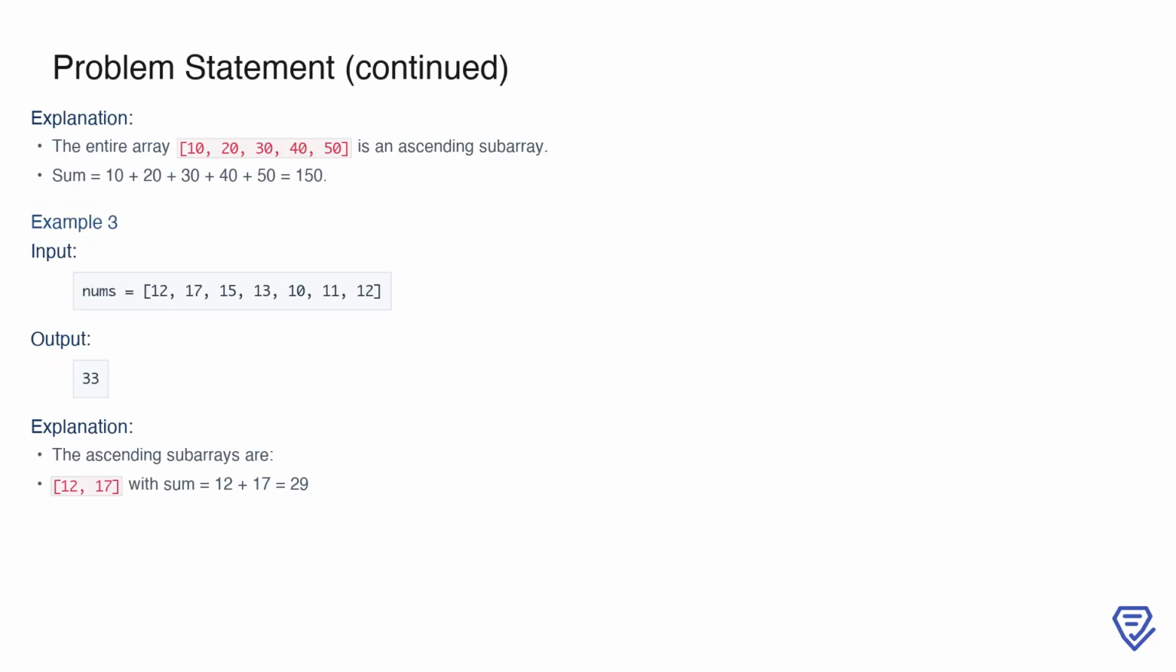In the second example, the input is nums equals 10, 20, 30, 40, 50. Here, the entire array is an ascending subarray because each element is greater than the previous one. The sum of this subarray is 10 plus 20 plus 30 plus 40 plus 50, which equals 150. Since there are no other ascending subarrays to consider, the output is simply 150, the sum of the entire array.